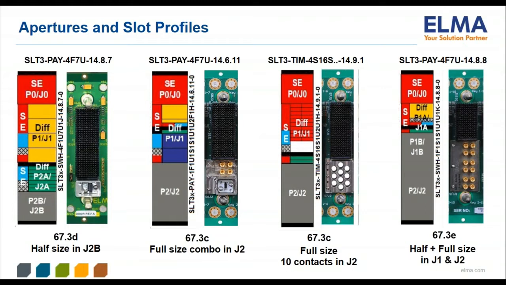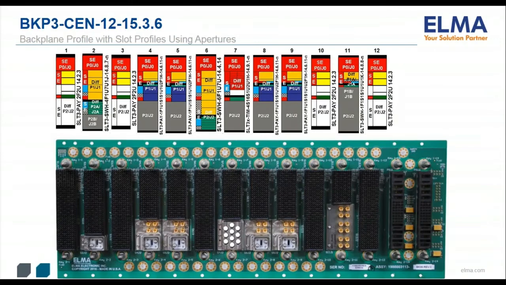The last pair of images is for a VITA 14.8.8 slot profile, which contains a VITA 67.3E aperture, which is also referred to as full plus half because of the connector space it occupies. The photo shows the aperture populated with a module containing 12 SMPM coaxial contacts. It is important to remember that each slot profile aperture can support many different connector modules fitting that aperture size. Each connector module defines a different arrangement of contacts.